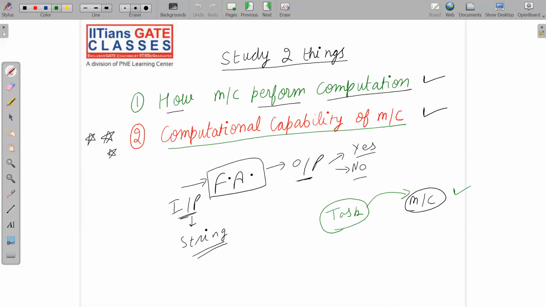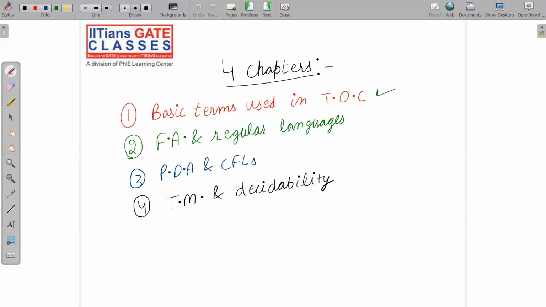See, in the previous slide I have used the word string. Okay, so string, language, and so on. We will study a few basic terms which will be used frequently in this subject. That will be your first chapter, and this is the basic chapter. I think we will complete this chapter in this lecture only. It is a very small chapter.